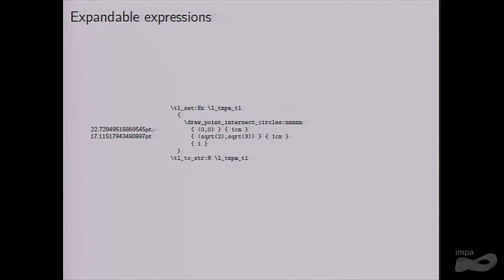That's still to do. But you'll see here we have an expression which finds the first root intersection between two circles: the circle with center 0,0 and radius 1 centimeter, and, in a deliberately complicated expression, the one with a center at root 2, root 3, again of radius 1 centimeter. And then it tells us what it came out with, which is there, apparently.